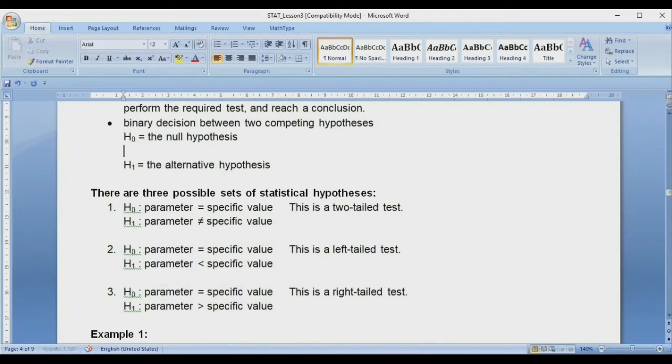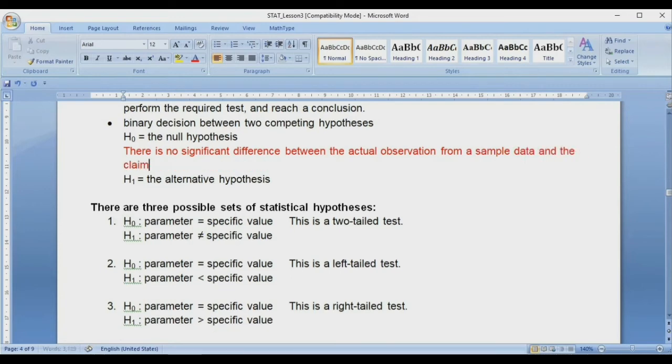Kasi pag sinabing null hypothesis, i-define ko sa taas, there is no significant relationship. There is no significant difference between the actual observation and the claim from a sample data and the claim about the population. So wala daw pinagkaiba yung narinig ko sa nasaksihan ko.